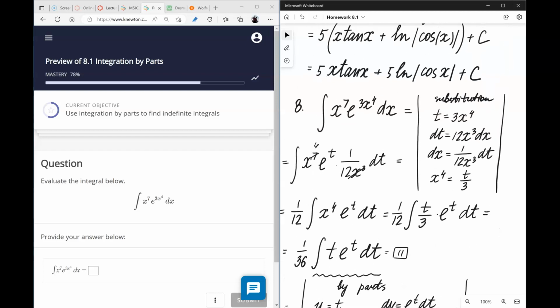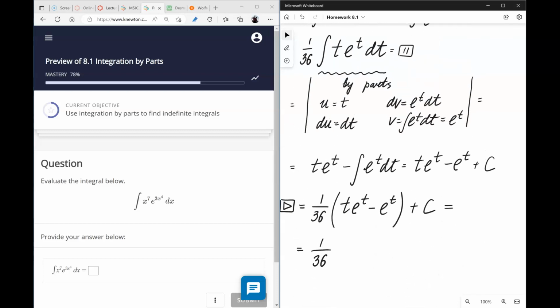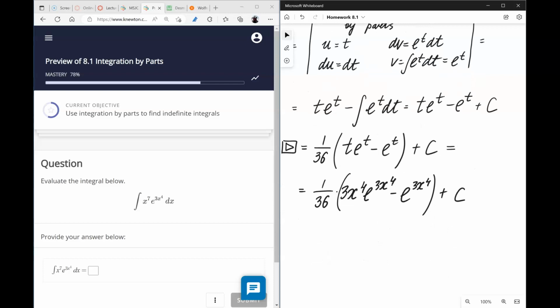And the last thing we have to do here is we have to acknowledge that t is not the original variable. x was the original variable. So instead of t, we're going to write 3x to the power 4. So this is going to be 3x to the power 4 e to the power 3x to the power 4 minus e to the power 3x to the power 4. So I guess we have parentheses here, plus c. And we can totally try and factor out e to the power 3x to the power 4 over 36. And we have 3x to the power 4 minus 1 plus c.